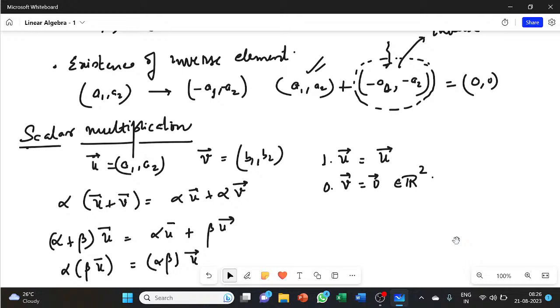Once you know all these properties with regards to R square, you are in a position to think of something called a linear vector space.